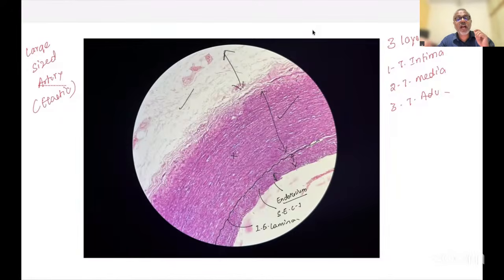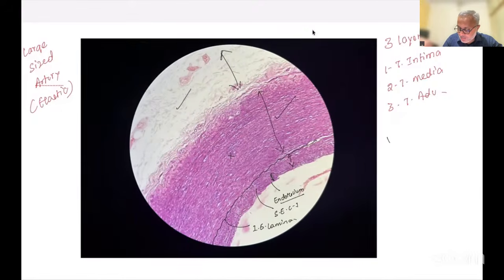Remember, tunica adventitia is made up of connective tissue. This contains the connective tissue which supports the tunica media, as well as two structures: one is called vasa vasorum, and the second one we refer to as nervi vasorum. Done. What is vasa vasorum and nervi vasorum?